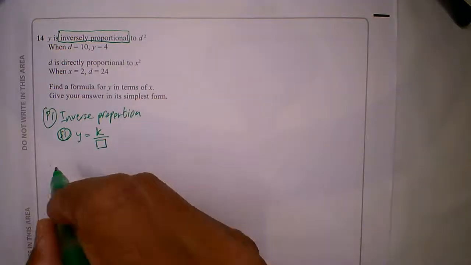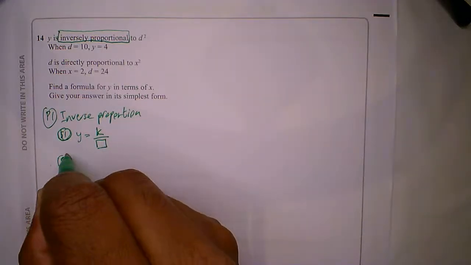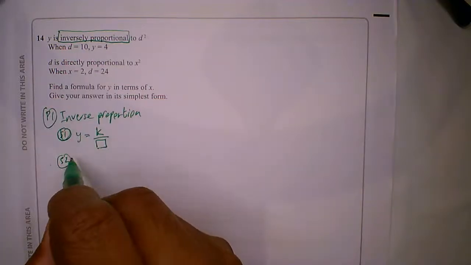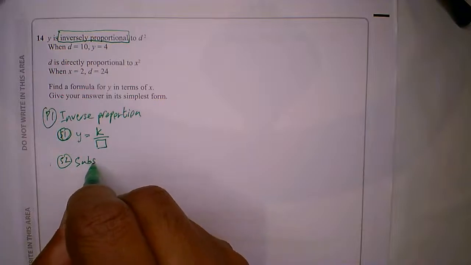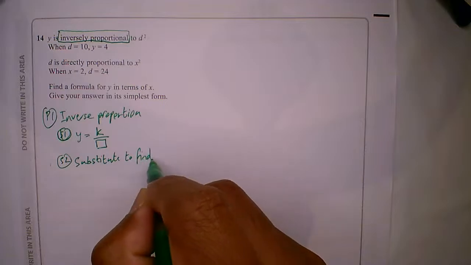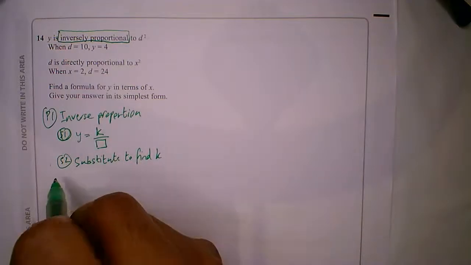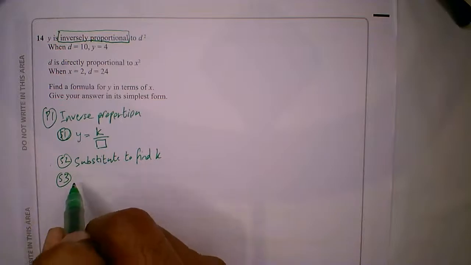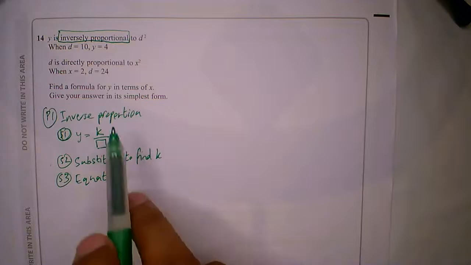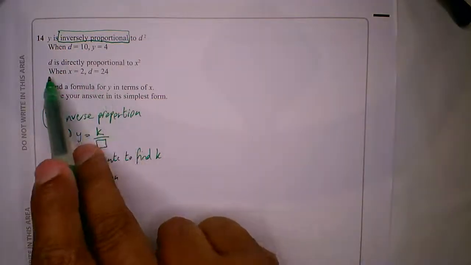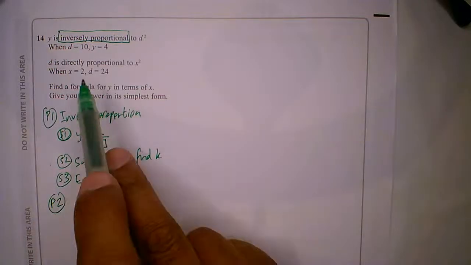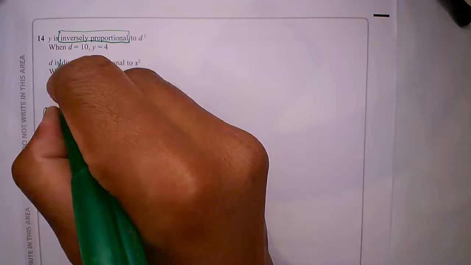So we do that. And then step 2 within that is I substitute the values. I've got numbers here, I replace them, so substitute to find k. Once I find k, I can turn this into an equation. So step 3 is an equation. Okay, so that's what I do with this. Then my second part, line 3 and line 4, part 2, is directly proportional. I'm doing direct proportion.